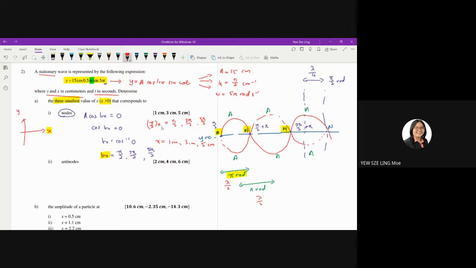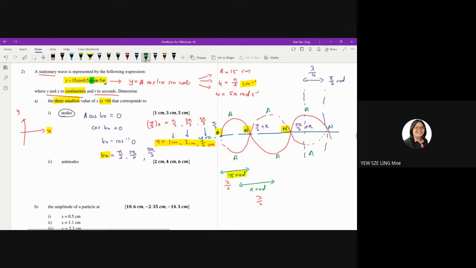You divide it. Pi over 2 divided by pi over 2 gives you the first value, which is 1. Then 3 pi over 2 divided by pi over 2, you obtain 3 cm. 5 pi over 2 divided by pi over 2, you obtain 5 cm. So now you obtain the final answer, which is x equals 1 cm, 3 cm, and 5 cm. The reason I know it's in cm is that k is in cm and x is in cm, according to the questions. Therefore, the final answer is in cm. So that is for nodes.